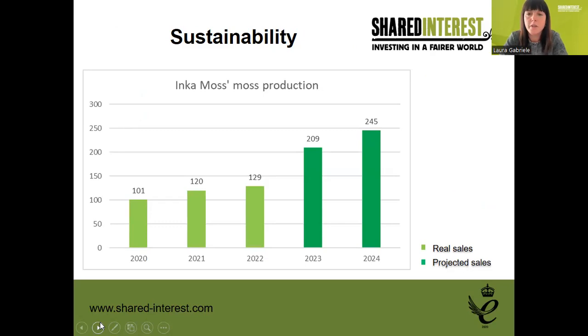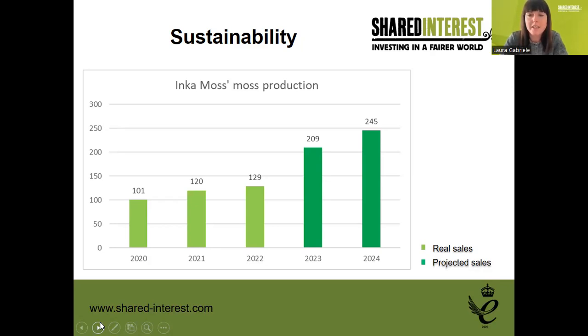So during 2021, Inca Moss manufactured and sold 120 metric tons of moss to customers in the international market. Based on their current plans of expansion, they're aiming to double this number by the end of 2024.